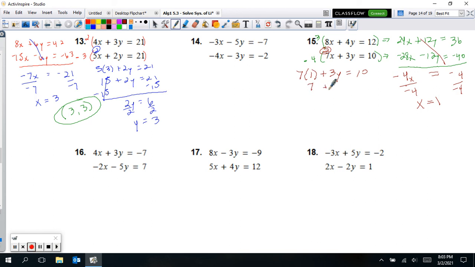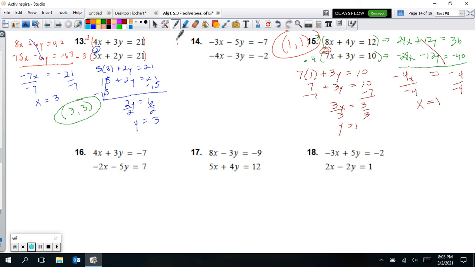That's going to give me 7 plus 3y is equal to 10. Subtract the 7. So 3y over here, when I subtract, I'm going to get 3 as well. So divide by 3, that's 1 as well. So 1, 1, our ordered pair for this one. I'll do it in red. This one is 1, 1. That's our answer for 15.